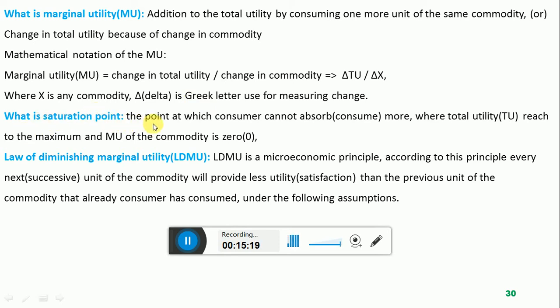What is the saturation point? Saturation point is the point at which the consumer cannot eat more, cannot absorb more. The consumer's stomach is full. His total utility reached the maximum, and the marginal additional utility of the additional unit is 0. It means if he still eats, the next unit will provide no additional utility, no marginal utility. So saturation point is the point at which the consumer cannot eat more. His total utility reached the maximum and marginal utility reached 0. Marginal utility 0 means that this commodity will not provide him any extra utils. Total utility is maximum and marginal utility is 0.